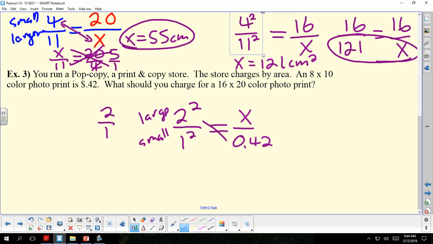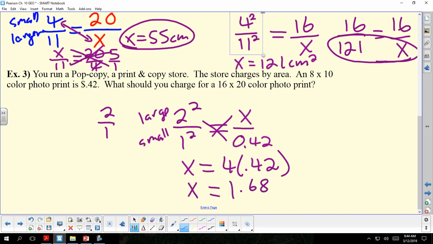So I can cross multiply here. And I get x equals 4 times 42 cents. X equals 84 times 2, $1.68. For solving these proportions, it's similar figures involving area.